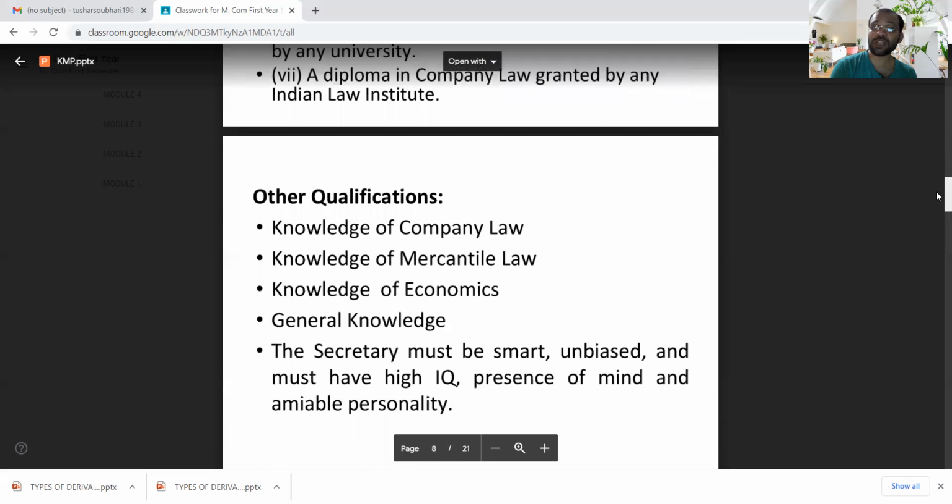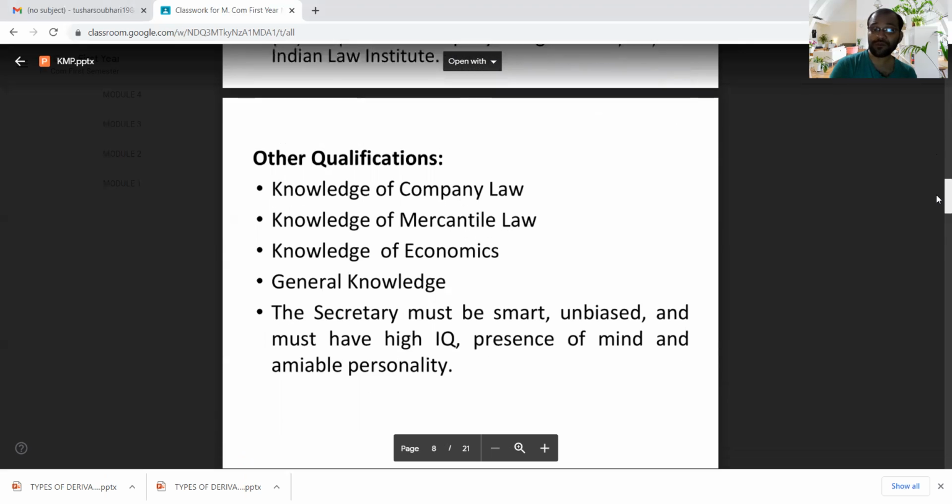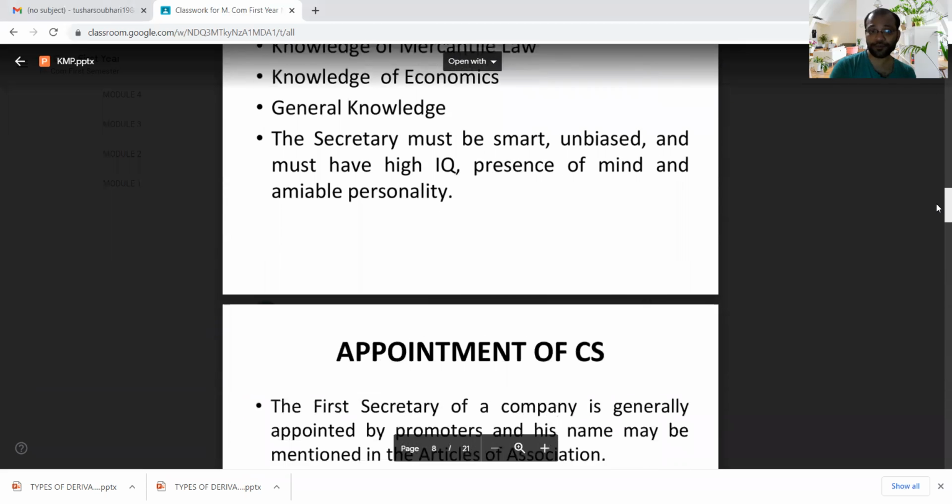Other qualifications are knowledge of company law, knowledge of mercantile law, knowledge of economics, general knowledge, and the secretary must be smart, unbiased, and must have high IQ, presence of mind, and an amiable personality too.